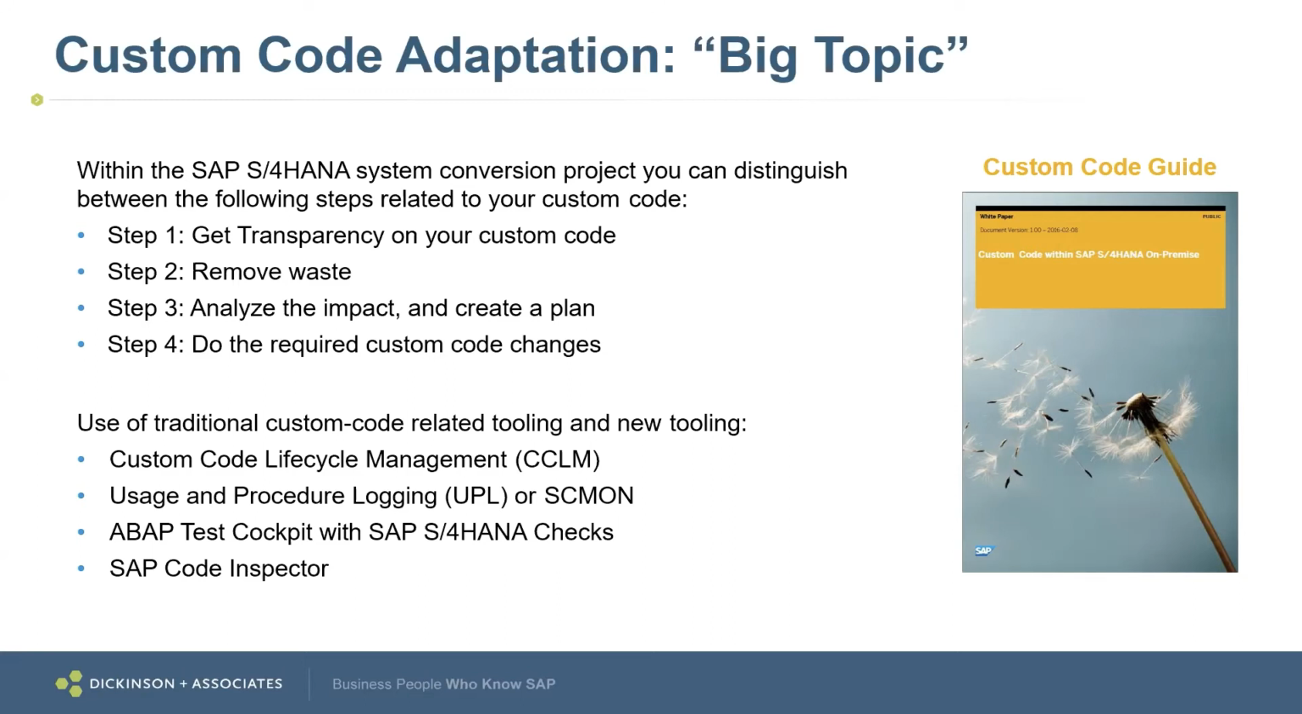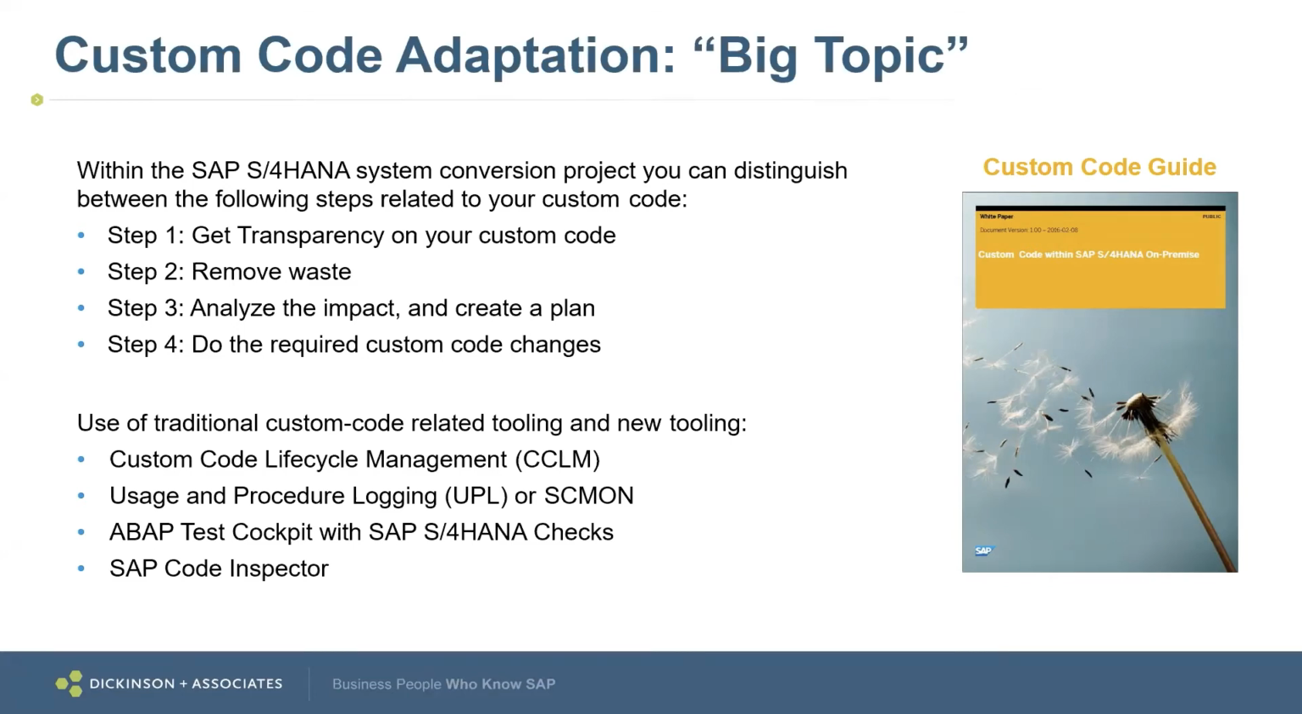Z objects. So the custom code lifecycle management process provides a few tools like SCMON and the UPL process, the usage procedure logging. Probably many of you are actually even familiar with ST03, which is a monitoring tool. So a lot of these tools can help us understand what code is being used, how it's being used, and how often it's being used. Then there are tools like the SAP Code Inspector and the ABAP Test Cockpit that can assist us in doing a deeper analysis of the data.